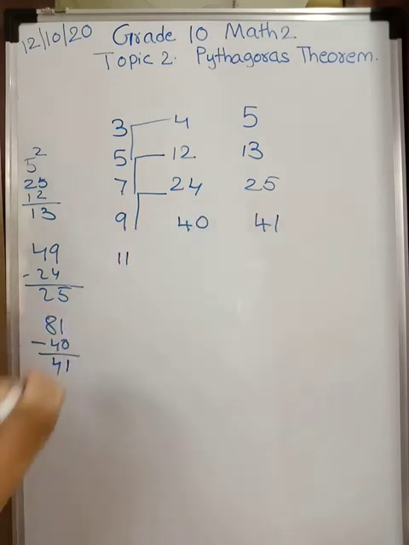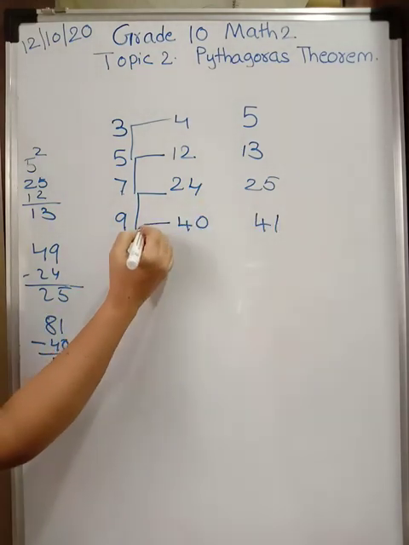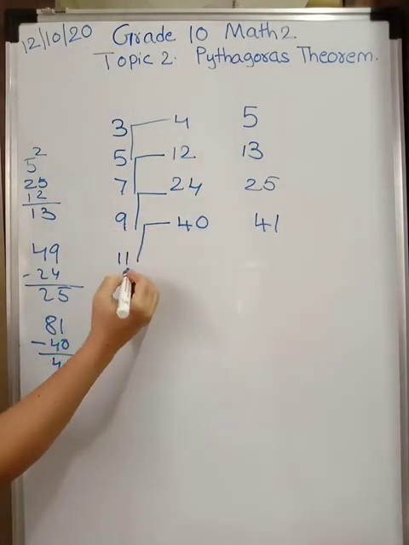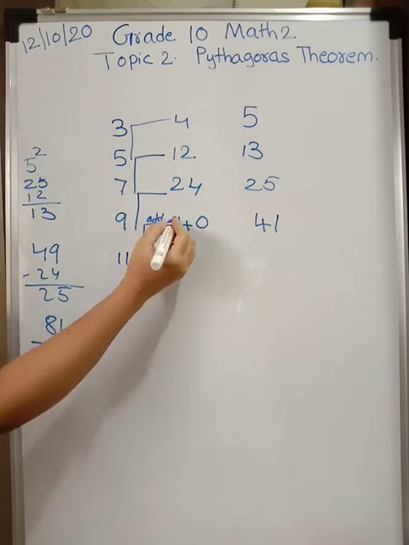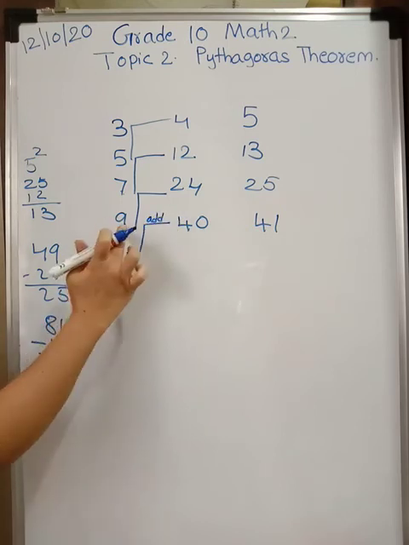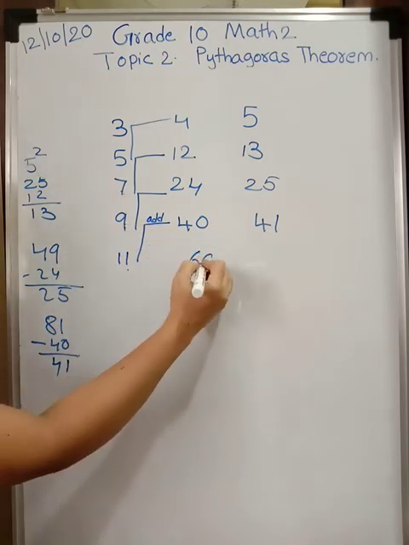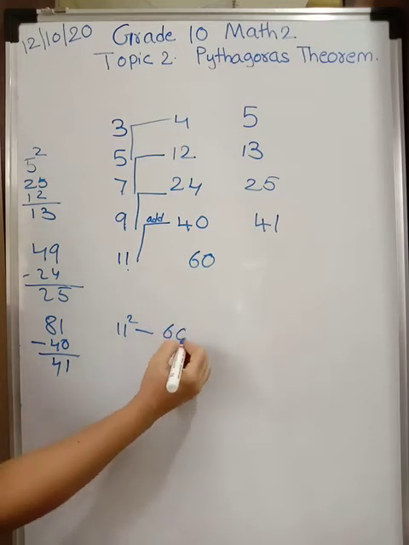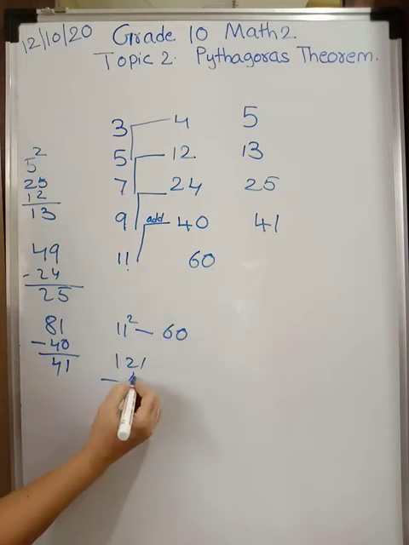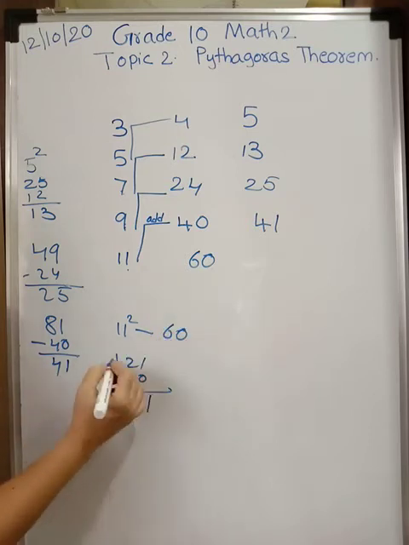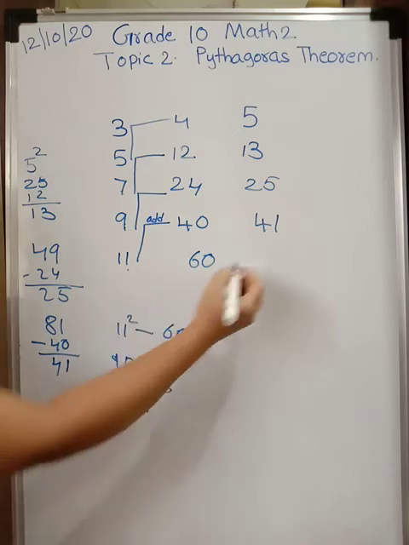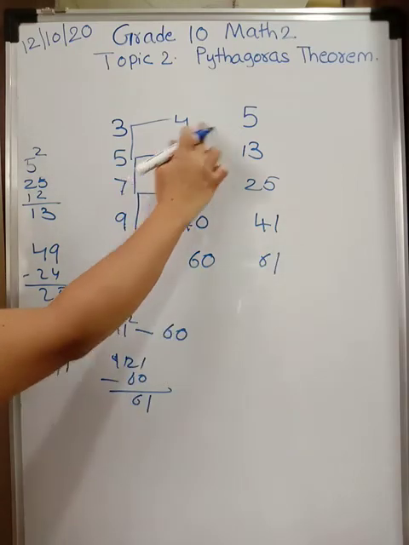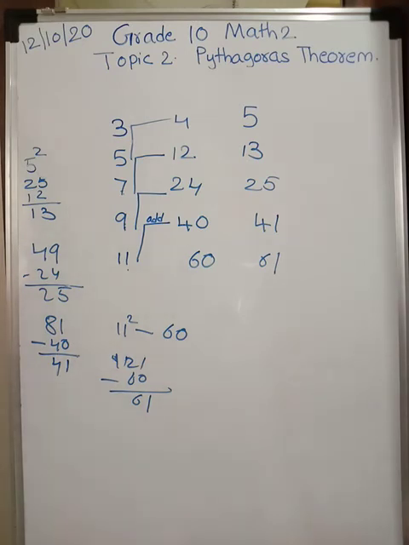So the third number is 41. Now you add the 1, 2 and 3 numbers. 40 plus 9 plus 11. 11 plus 9 is 20, plus 40 is 60. What is 11 square? From 11 square you minus this 60. So 121 minus 60. How much do you get? 1 and this is 6. So the third is 61. So 3, 4, 5 is one Pythagorean triplet.